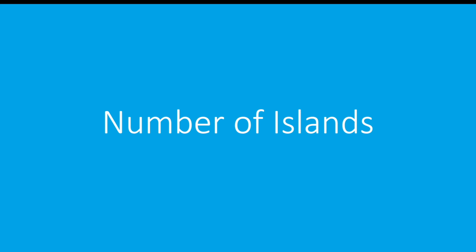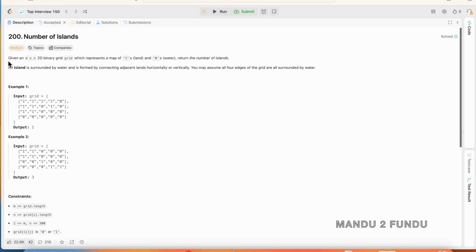In this video, I'm going to discuss the solution for finding the number of islands in a grid problem. Let's look at the problem description. We are given an m by n 2D binary grid, in which the 1s represent land and 0s represent water. We have to return the number of islands.